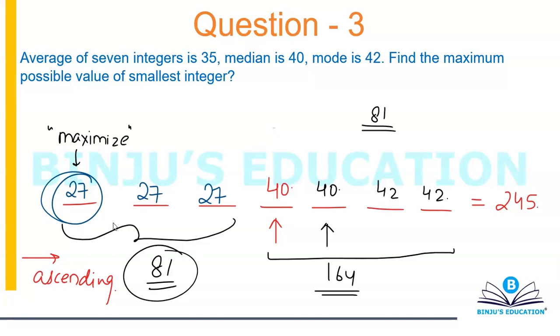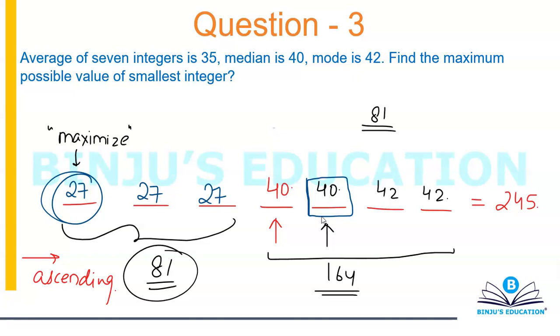So a couple of things. When you talk about median, you have to arrange terms either in ascending or descending order. I took it to be ascending order. Median was 40, so the fourth term has to be 40. Now mode is 42, that means 42 has to come at least twice. So I ensure that both the 42s are at the last two positions. And at the position just to the right of the median, I will take again 40. I will not take any other number apart from 40 because I want to minimize all the numbers so that I can maximize the smallest possible number.